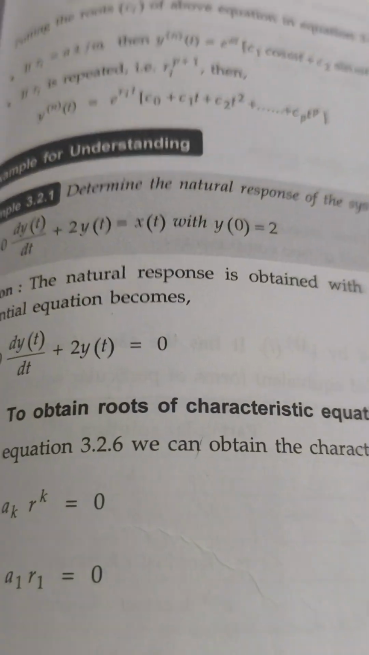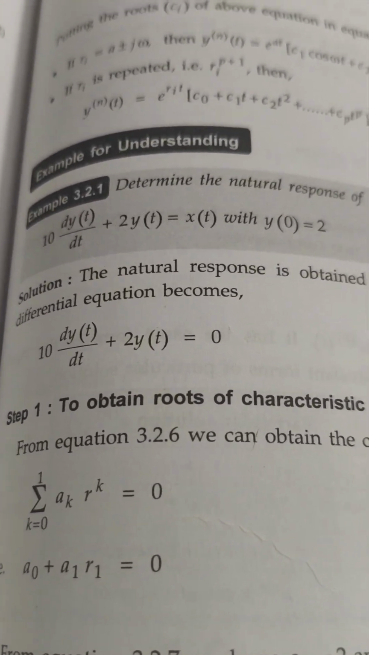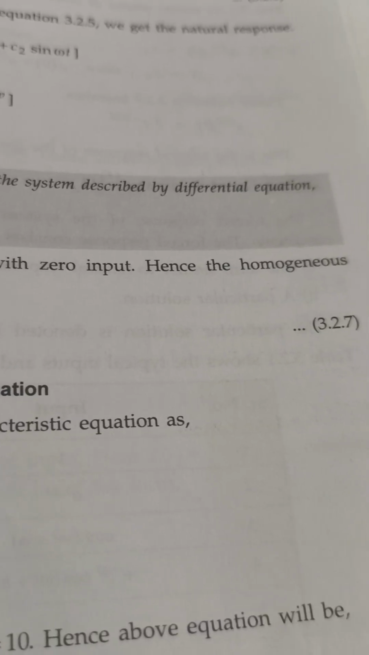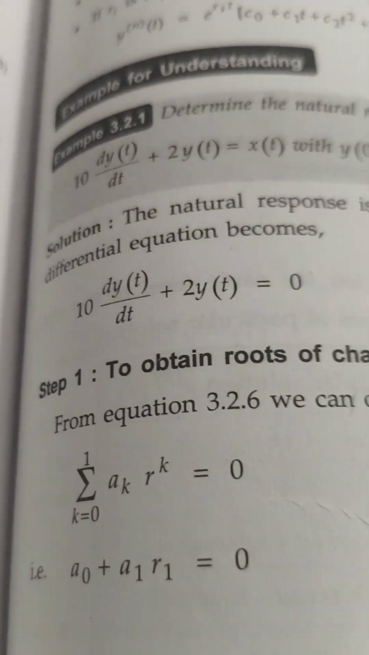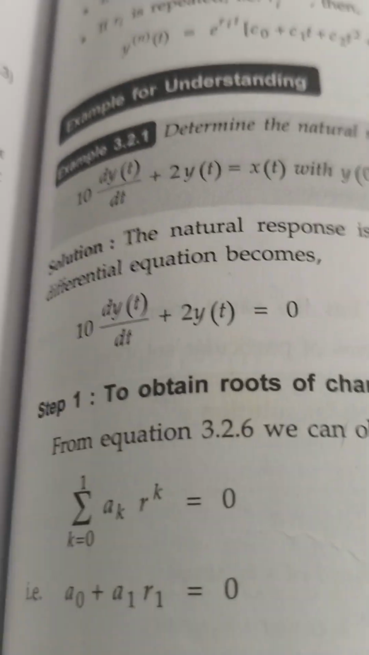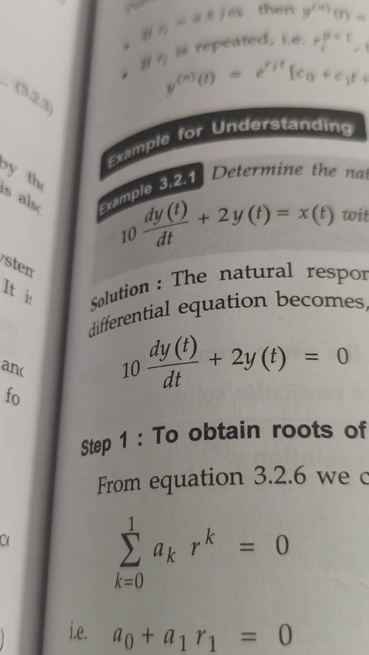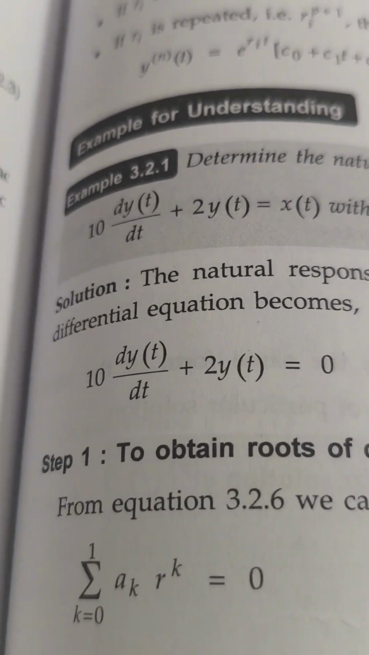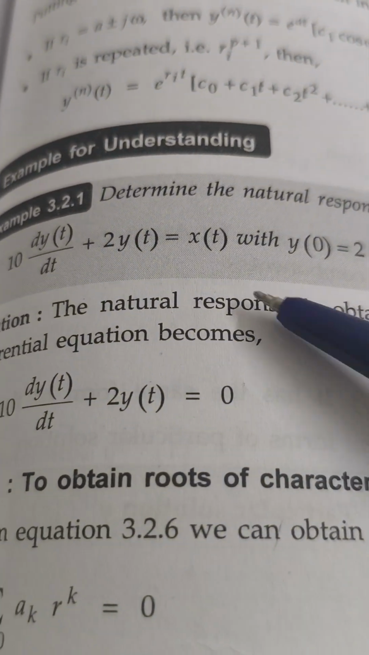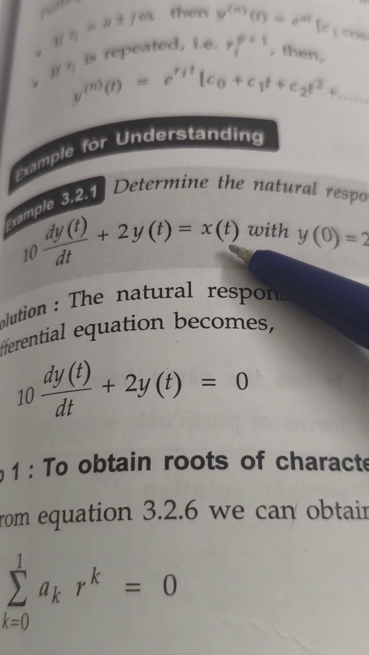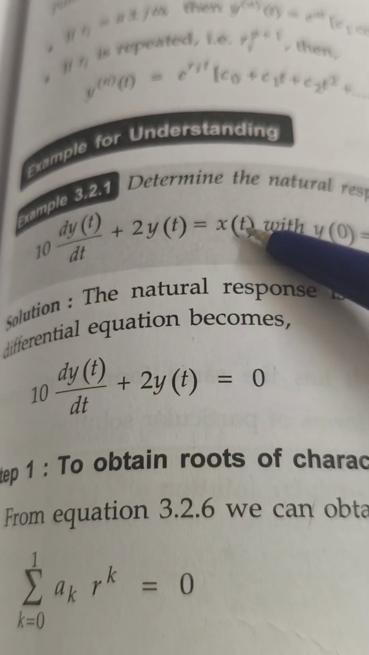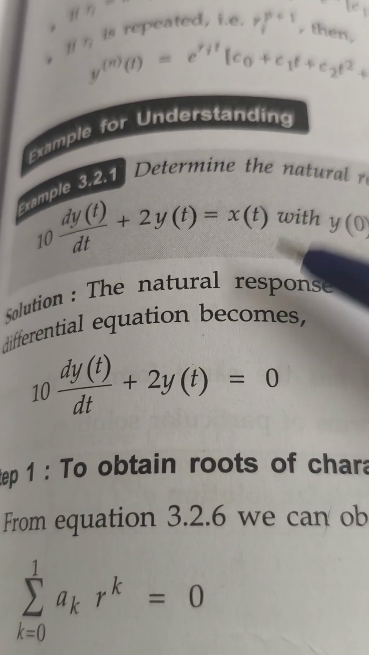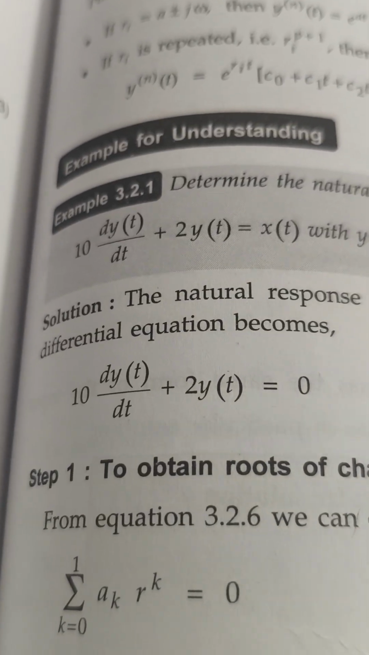Therefore, what is its natural response? The natural response is obtained with 0 input. Hence, the homogeneous differential equation becomes 10 dy of t by dt plus 2y of t equal to 0. Because while finding the natural response, we have to consider the input as 0. In place of x of t, we place 0.